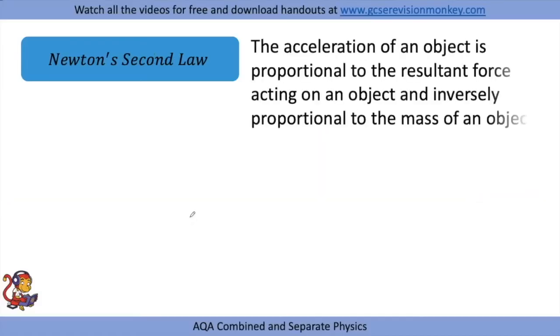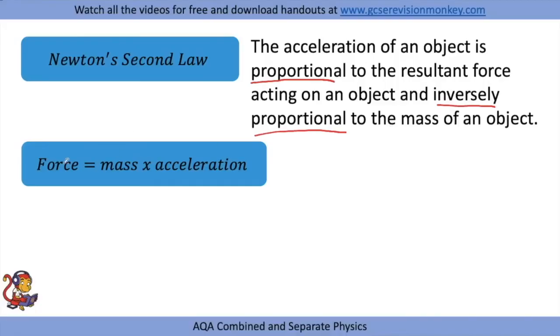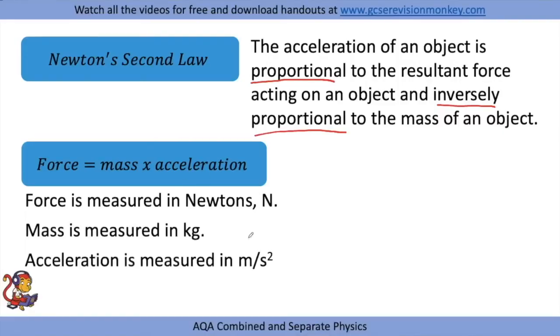Newton's second law says the acceleration of an object is proportional to the resultant force acting on an object and inversely proportional to the mass of an object. This links to the equation F = ma, or force equals mass times acceleration. Force is measured in newtons, mass in kilograms, and acceleration in meters per second squared. So look out for this symbol here.